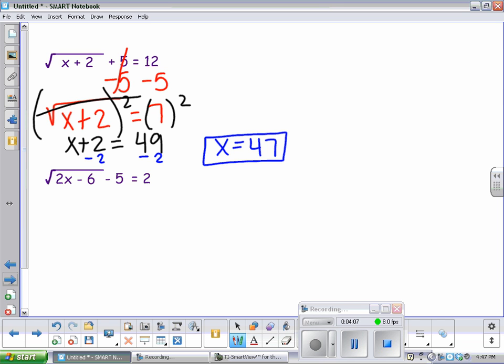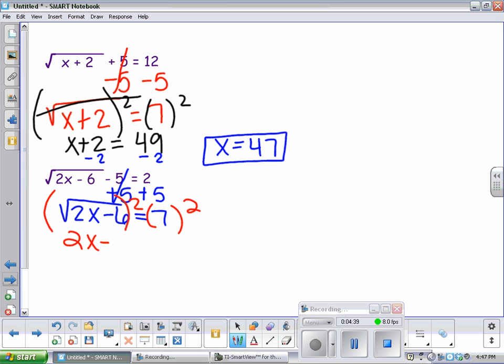Okay, here. I add 5 to both sides. Up here it was plus 5, so I subtracted. This second problem is minus 5. It's not under the square root, so I'm adding 5 to both sides. It cancels. 2 plus 5 is 7. And the left is square root of 2x minus 6. Same as before. Square both sides. 2x minus 6, because my square root and square cancel, equals 49.